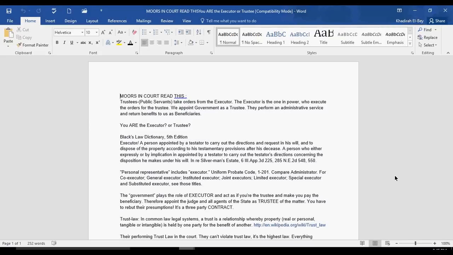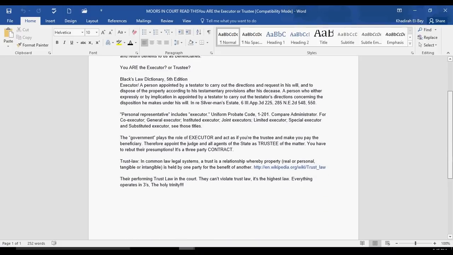The government plays the role of executor and acts as if they are the trustee, and acts as if you're the trustee, and makes you pay the beneficiary. Therefore, it appoints the judge and all agents of the state as trustee of the matter. You have to refute their presumption. It's a third-party contract.